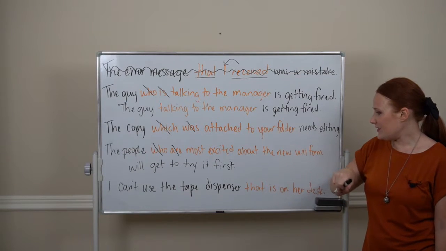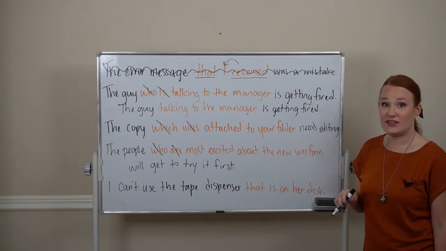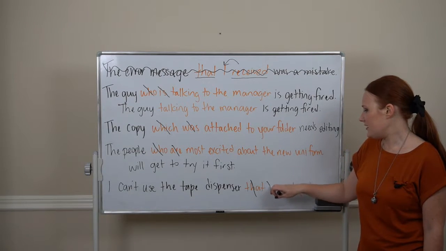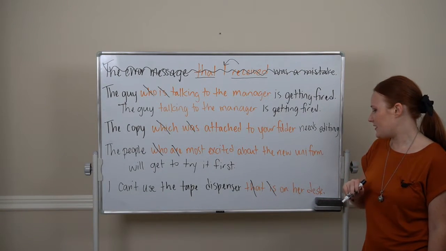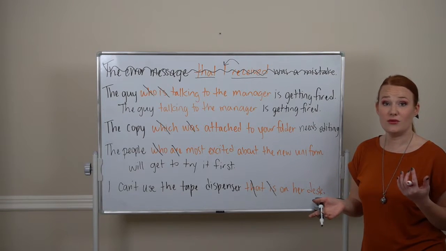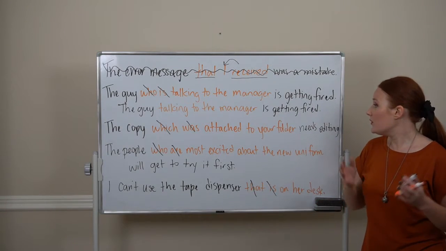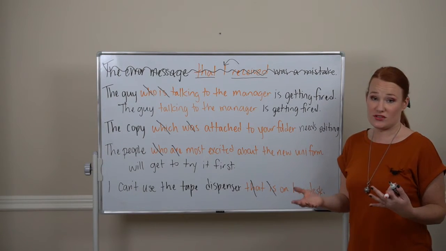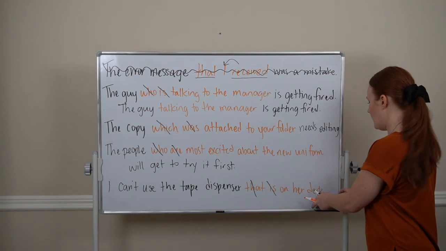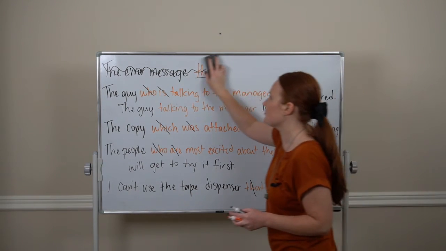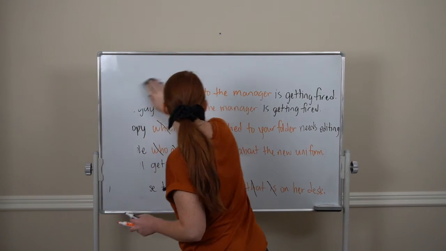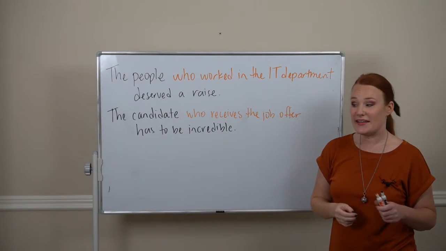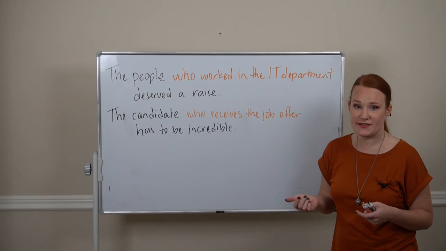And last one, I can't use the tape dispenser that is on her desk. Get rid of that. Get rid of our to be verb is. I can't use the tape dispenser on her desk. We're good to go. Now, we can also reduce some relative clauses that don't have a to be verb, when we are in the past or present simple.